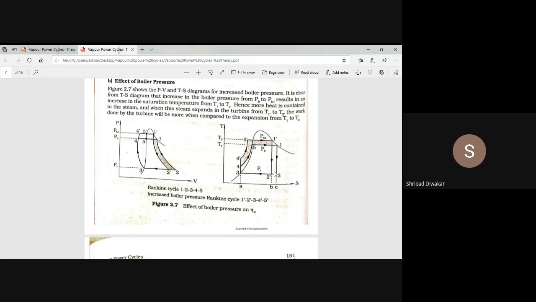So as usual, draw two coordinates, P and V. The next step is you have to draw the saturation curve. Next, you have to draw the normal Rankine cycle. You see, 1, 2, 3, 4, and 5 is your normal Rankine cycle: 1, 2, 3, 4, 5, and 1. 1 to 2 is your adiabatic expansion, 2 to 3 is your condensation, 3 to 4 is your pump work, 4 to 5 is your regeneration, and 5 to 1 is your isothermal heat addition. So these are the 5 processes in the normal Rankine cycle.